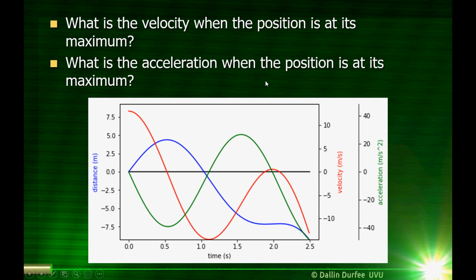What's the acceleration when the position is at its maximum? Notice that the fact that my position is at a maximum does not say much about my acceleration, right? So when my position is at its maximum, that's when my velocity is 0. But the acceleration could be anything, right? The rate of change of my velocity could be whatever.